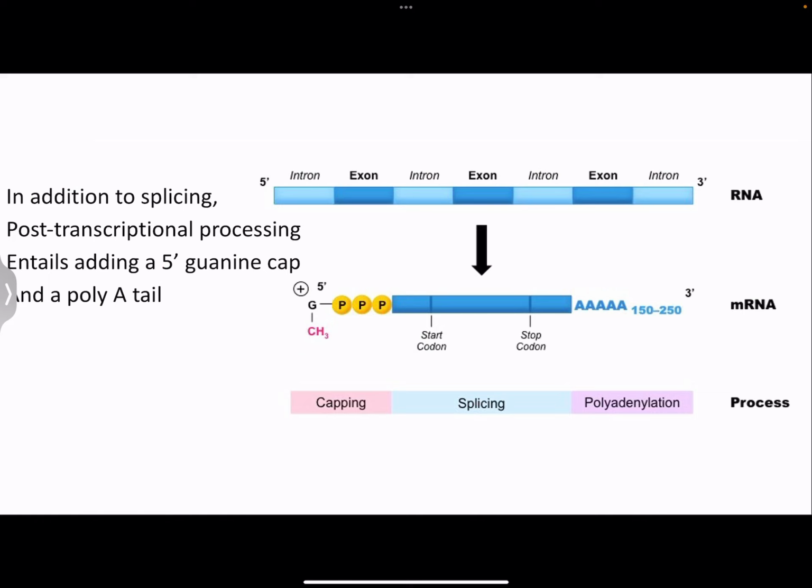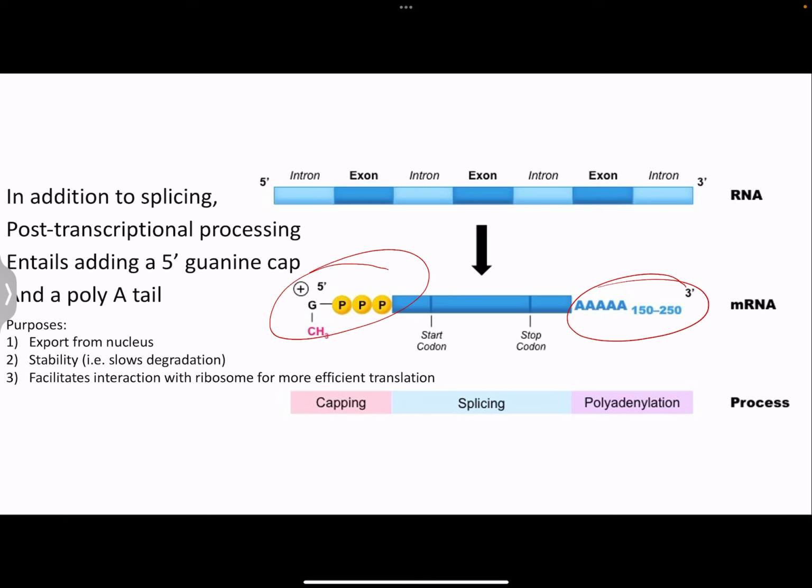So in addition to splicing, we're also going to add this 5' guanine cap and this poly A tail. The purpose of this is to export it from the nucleus. Getting out of the nucleus is like getting into a club, and you got to get past the bouncer. I guess the club now is the cytosol. We want to get out of the nucleus. You need to have the 5' cap and the poly A tail to be let out.